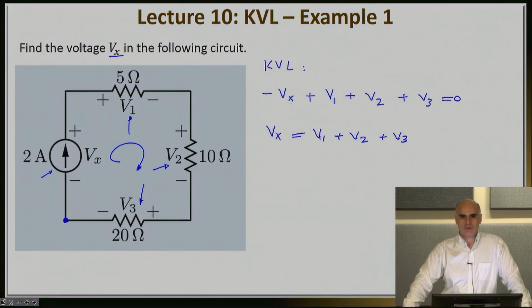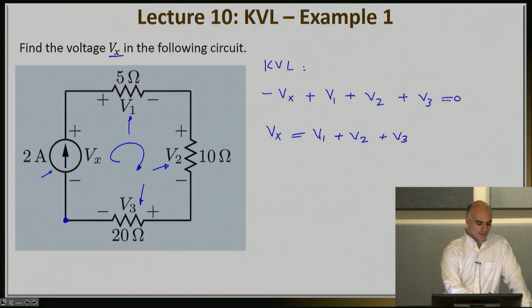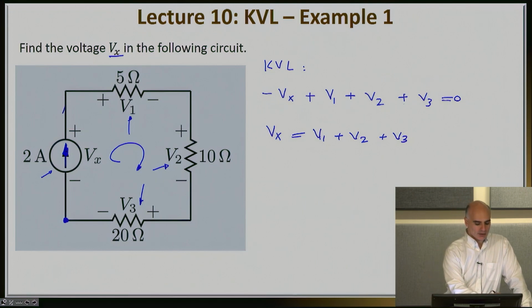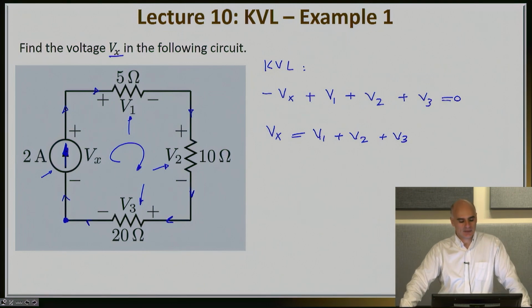Now, each one of those voltages, V1, V2, and V3, are not directly known, but they can be found very quickly by applying Ohm's law. Why? Because I know how much current flows. This is a simple loop, so the current from this 2 amp current source must continue flowing through all of these components. As we have learned before, these are connected in series, so they will have exactly the same amount of current.